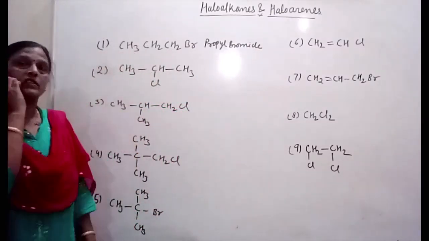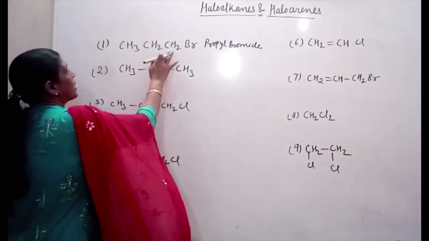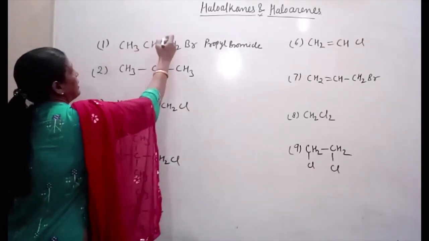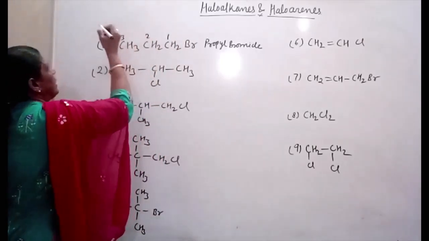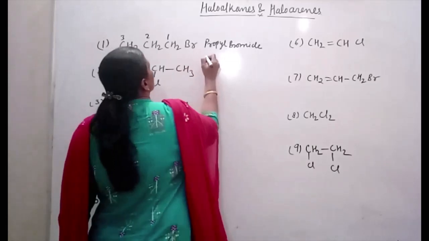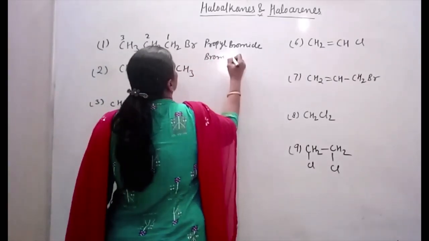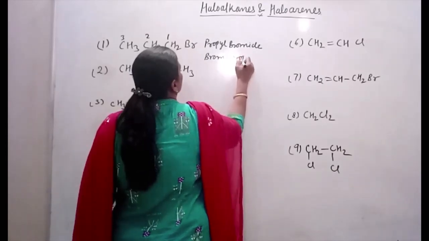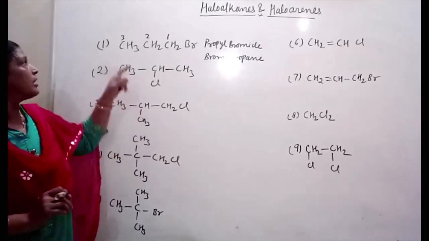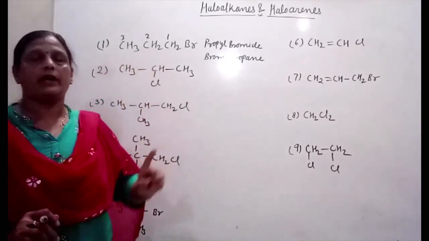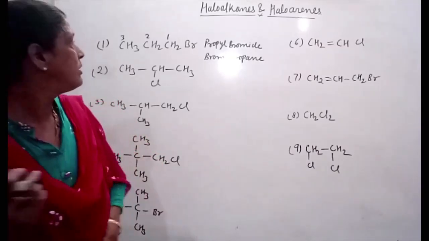You have to find first of all its longest carbon chain, and its longest carbon chain is 1, 2, 3, and numbering is given from here 1, 2, 3. Its name is bromopropane, because we know that the IUPAC name is derived from the alkane.